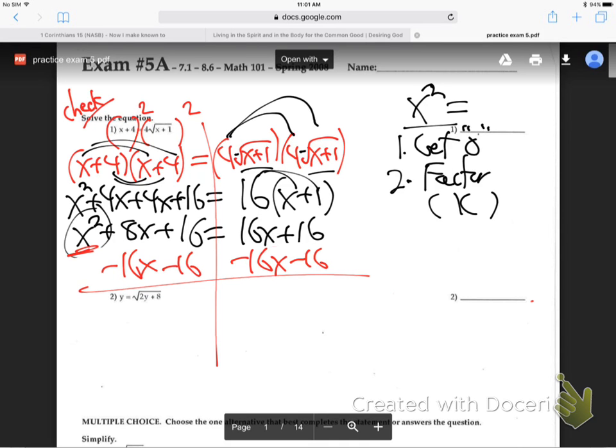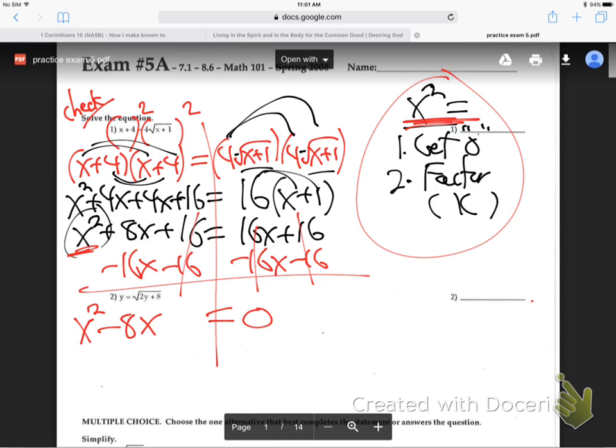This is a good one to have on your card. This one has almost everything in it. So what do we got then? X squared minus 8x equals 0. And these guys just canceled, huh? And this cancels. Yeah. Good so far? Right, so when you see x squared, put this on your 3 by 5 card. When you see x squared, get a 0 factor.